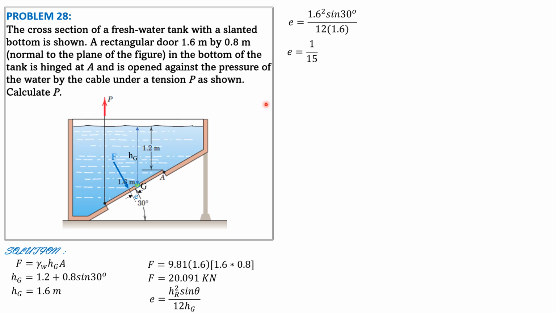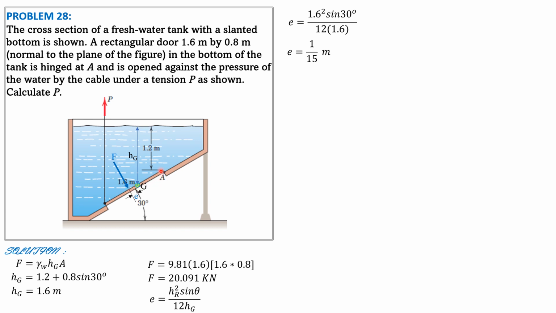So E is equal to 1 over 15 meters. Then the summation of moments about A equals 0. The moment arm of P is 1.6 cosine 30, the horizontal projection of the gate. This equals F, whose moment arm is 0.8 plus E.